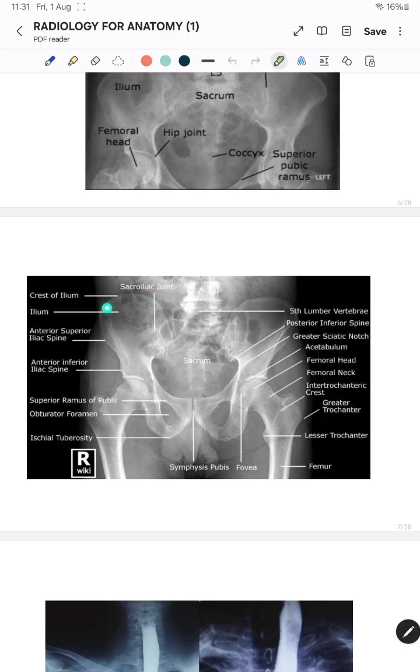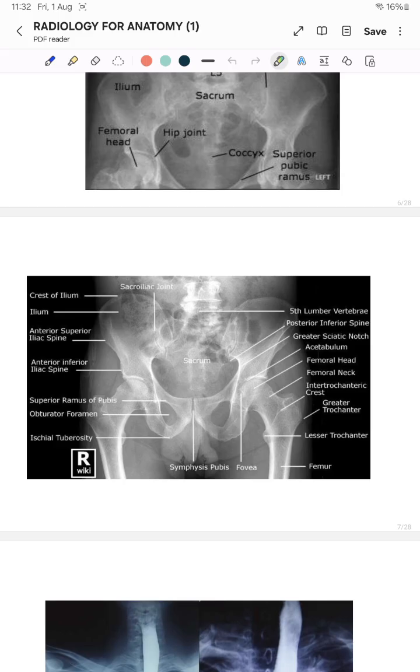This is the crest of the ilium. The crest is the highest point. The crest of the ilium, anterior superior iliac spine, anterior inferior iliac spine, and the fovea at the head of the femur can also be seen. The foveal pit can be seen.